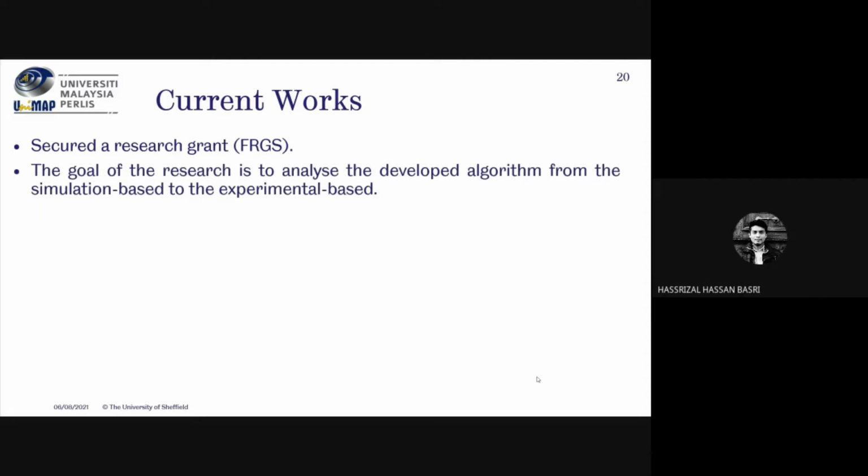So, my current work now. Last year I secured a research grant, FRGS. The goal of the research is to analyze the algorithm I proposed in my PhD study, moving from simulation to experiment, because I only did simulation during my PhD. So now I want to test whether my method works experimentally. This is my target for the FRGS. Because my study used the spacecraft attitude and orbit model, it is quite impossible for me to test that, so I replaced the system with a gimbal system. I believe the gimbal system and the SAOM can be compared in performance.